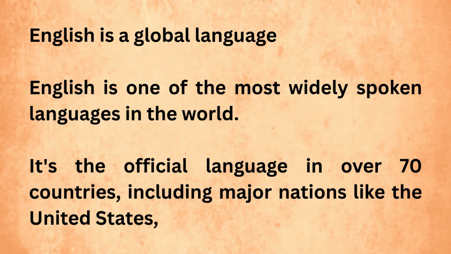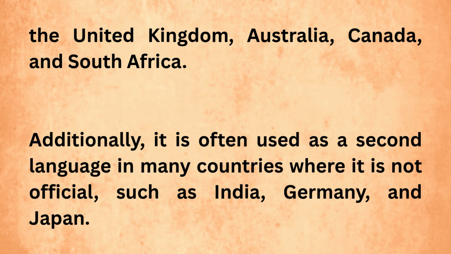English is one of the most widely spoken languages in the world. It's the official language in over 30 countries, including major nations like the United States, the United Kingdom, Australia, Canada, and South Africa. Additionally, it is often used as a second language in many countries where it is not official, such as India, Germany, and Japan.